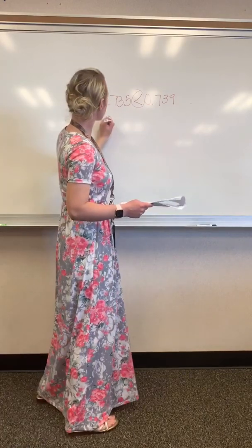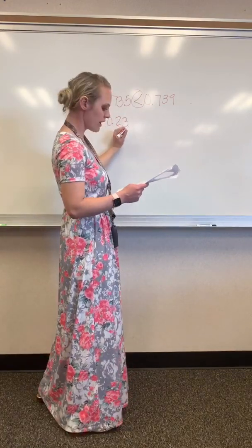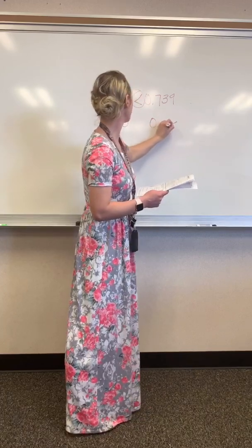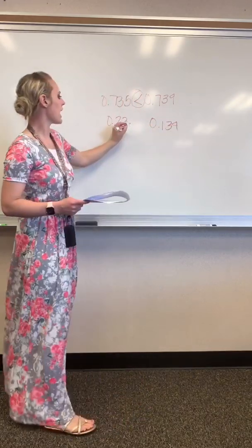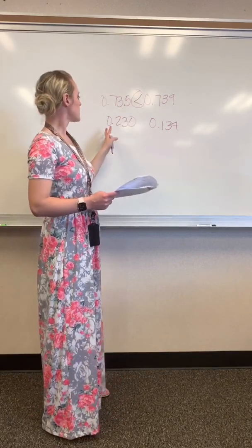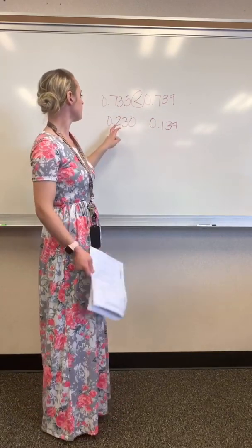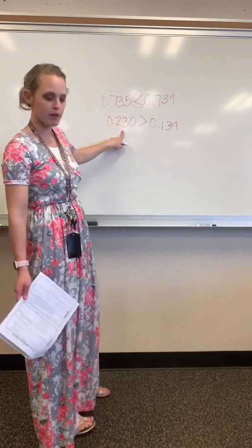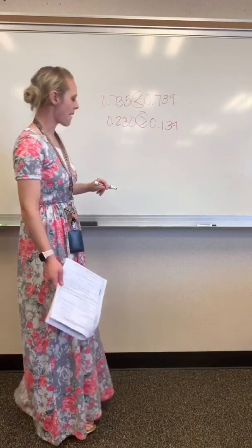And then for 0.23 and 0.134, let's look at it. Always make sure you have the same number of digits. So we'll go through. 0 and 0 is the same, 2 and 1, so this is going to be bigger. All right.